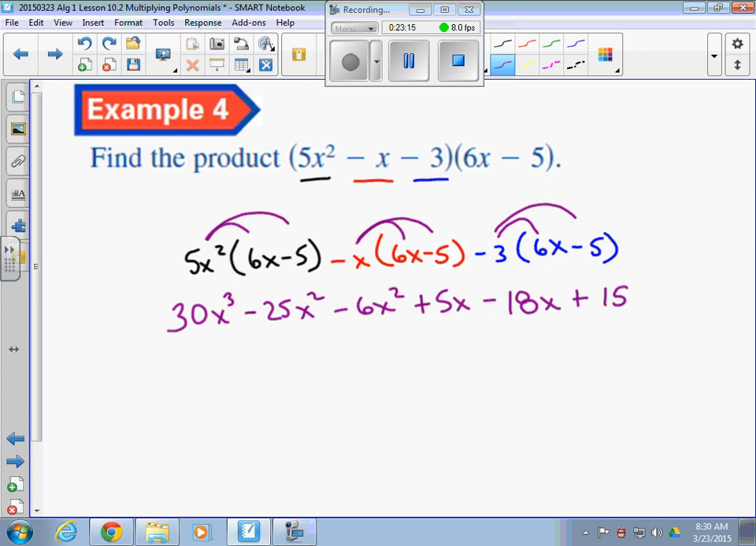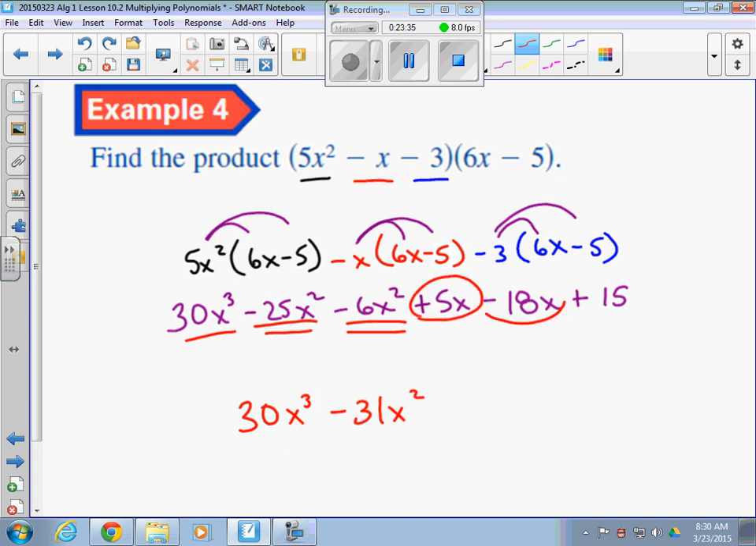Then put your like terms together. There's only one x to the third, 30x to the third. There are two x squareds, both of them right next to each other. Negative 25 minus 6 is negative 31x squared. There are two x to the first powers, 5x and negative 18x, which gives negative 13x, and there's only one constant, plus 15.